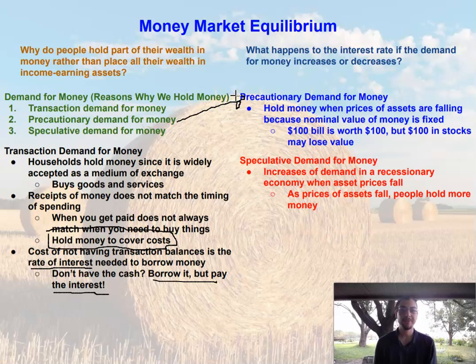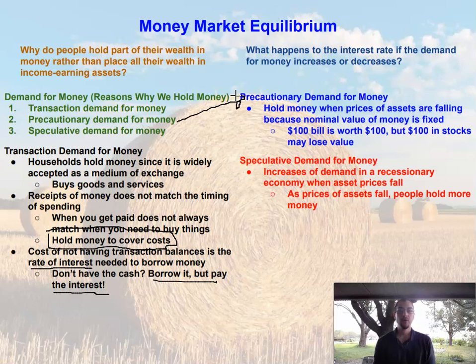So we are actually going to be demanding more money, or we're going to hold more money when the prices of assets are falling because the nominal value of money is fixed. So what does this mean? Well, it means that a $100 bill today is worth $100 in nominal value tomorrow, and it's worth $100 a year from now. A $100 bill will continue to be worth $100 in nominal value. Now, because of inflation, we know that the purchasing power of the dollar is typically falling, but a $100 bill is still worth $100 in nominal value.